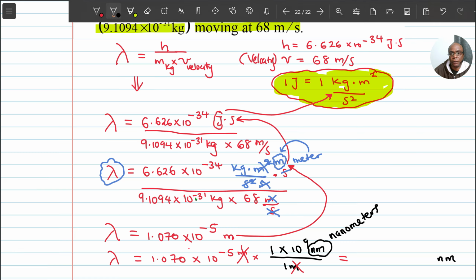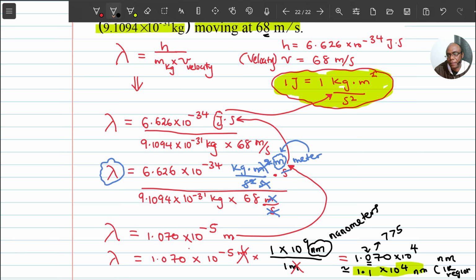Okay, so the answer here would be 1.070 times 10 to the power, so minus 5 plus 9 should be 4. I don't need a calculator for that. And this is approximately equal to two significant figures. Here is approximately 1.1 because the 7 is greater than 5, so I'll round up the 0 to 1 times 10 to the power 4 nanometers. And by the way, this answer we found here is in the IR region.